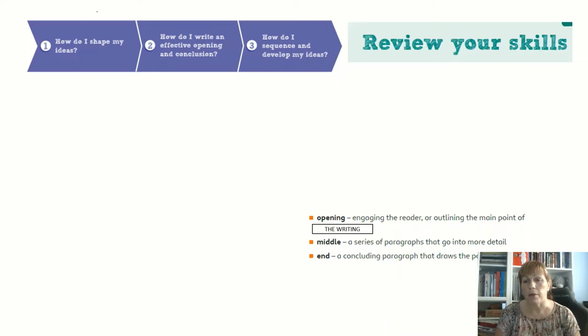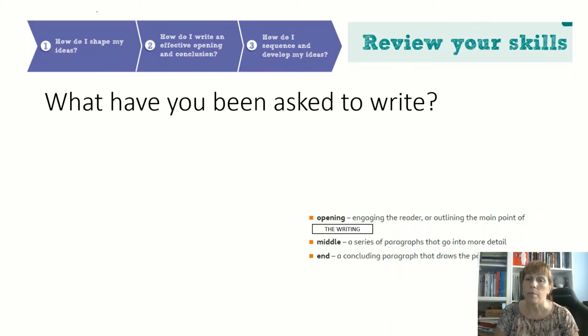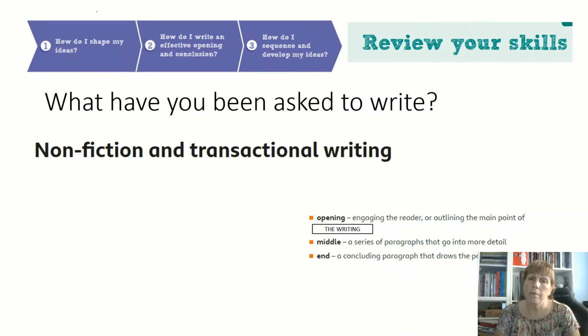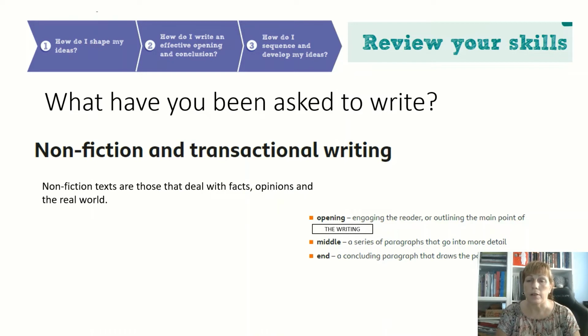So I'm thinking about my structure. I also need to remember that when I've written my work, I need to review it. I need to go back over my skills. I know what I've been asked to write, and I've decided on the idea for my plan. And I now need to double check that I understand that I'm writing non-fiction, transactional writing, because this means you need to include facts, opinions, and it's all about the real world.